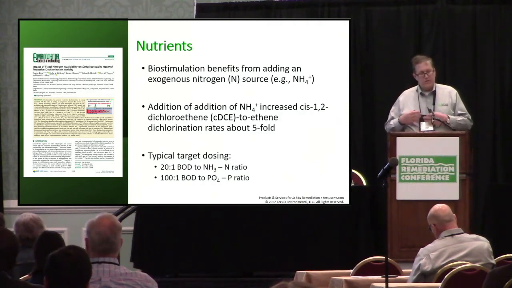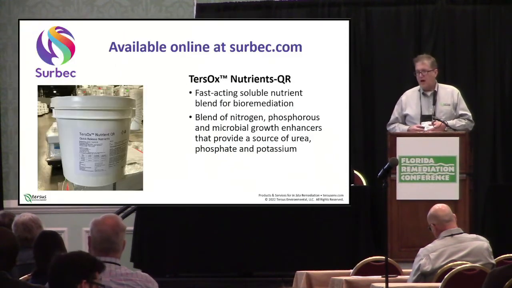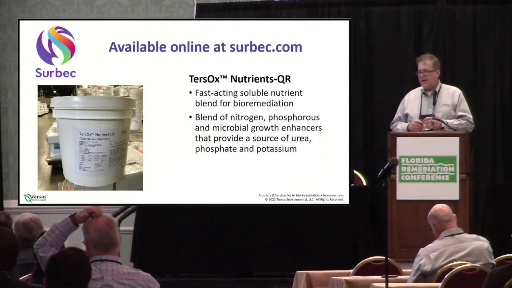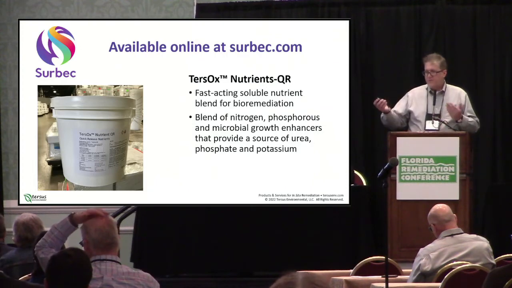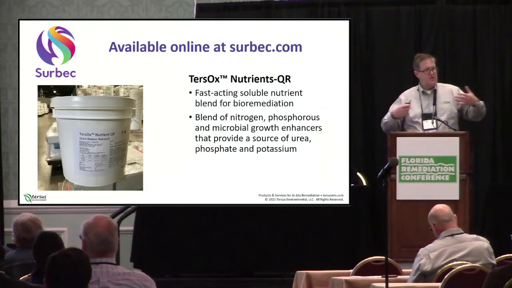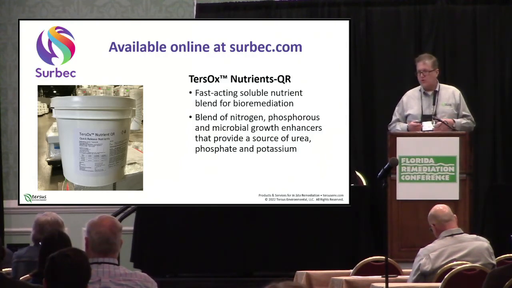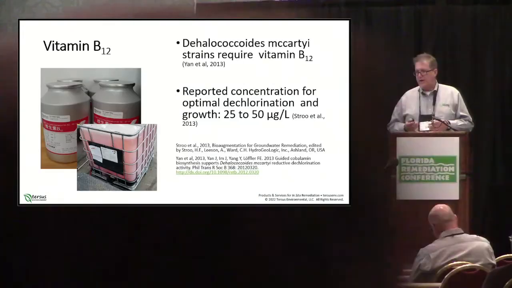And the addition of nutrients is really not that expensive. There's an online store called Birk that has a product called Tersus Nutrients. I think it's less than $200 for a pail that you can then add at your sites. And it's a good source of ammonia and other nutrients to stimulate reductive dechlorination.